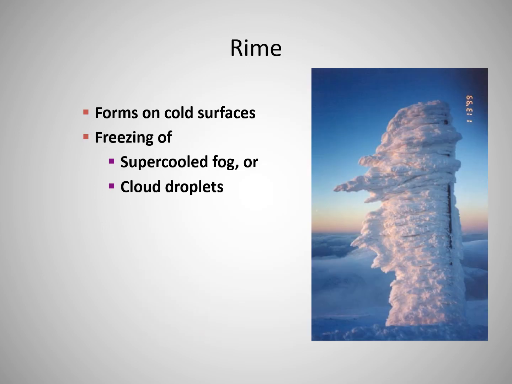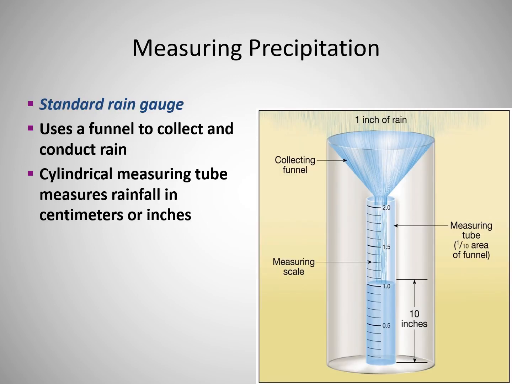Rime, not on your exam, just kind of neat to look at. This is going to happen, of course, in latitudes and elevations that we don't have here in the coastal plain. It's basically supercooled fog. We're going to skip this slide here. There's nothing on measuring precipitation or wind speed or any of that on our exam, so we're going to skip this slide.